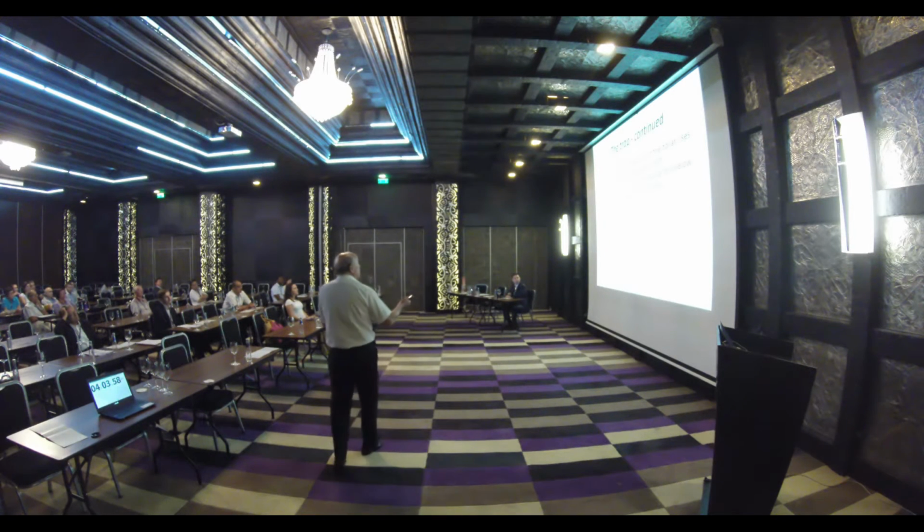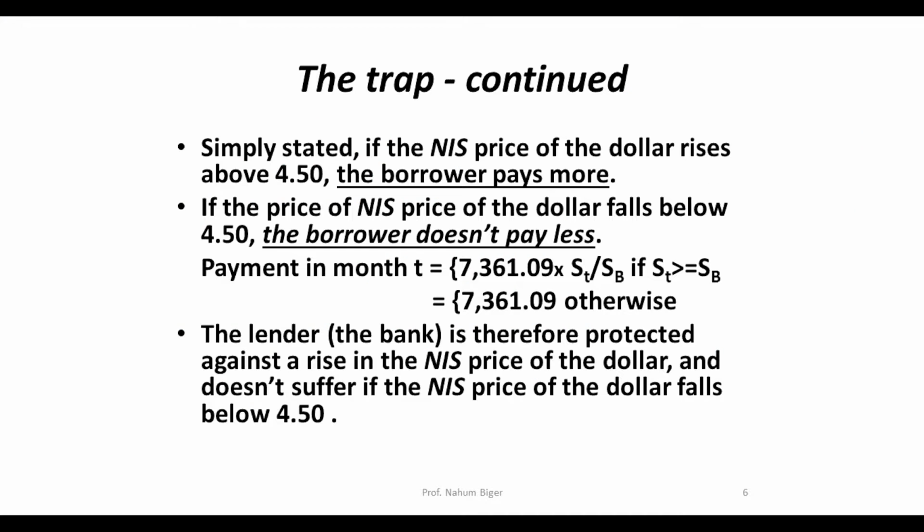Okay, here, simply stated, here's the formula. In our case, in the numerical example, you have basically the following. If in the payment in month T the exchange rate at the time is greater than the base rate, in other words, the price of the dollar is higher, you pay more. But if it is less, you do not pay less, you pay according to the base rate. The lender is therefore protected against the rise in the price of the US dollar and does not suffer if the price goes down.